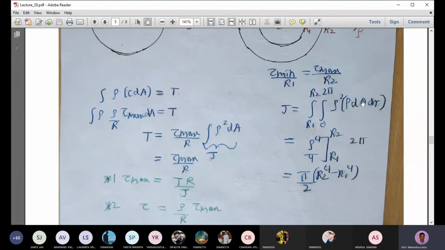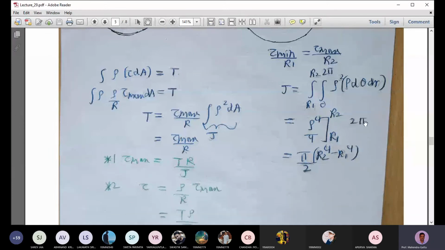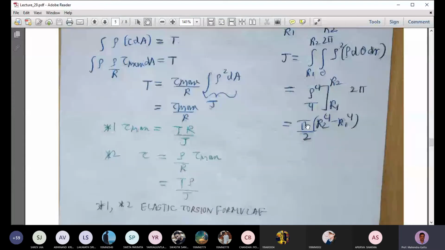So theta varies from 0 to 2 pi, r varies from R1 to R2. Okay, so we have rho cube dr, and the integral for that is rho power 4 by 4 from R1 to R2, and d theta we do the integral from 0 to 2 pi, it will be 2 pi. So R2 power 4 minus R1 power 4 by 4 into 2 pi. So 2 and 4 will become 2 in the denominator. So this is the J value, pi by 2 (R2 power 4 minus R1 power 4).